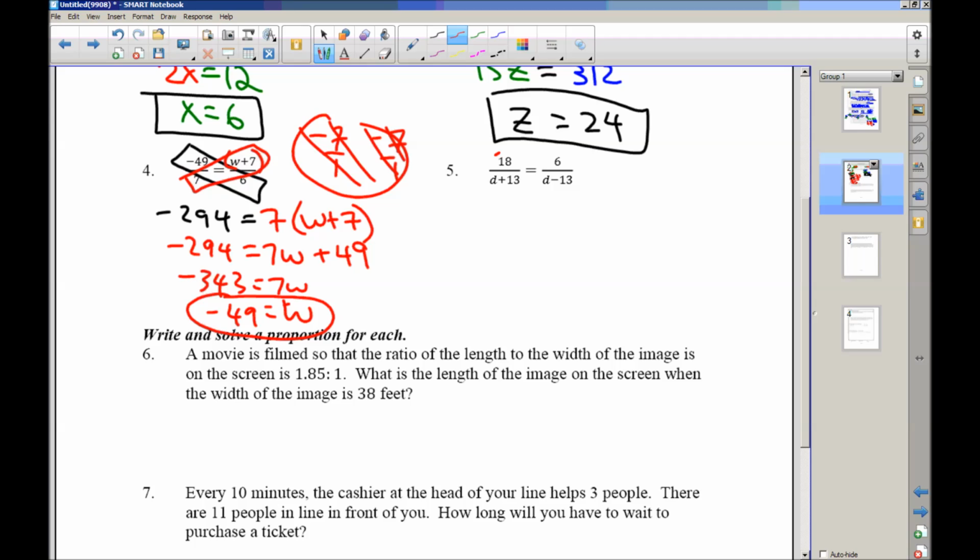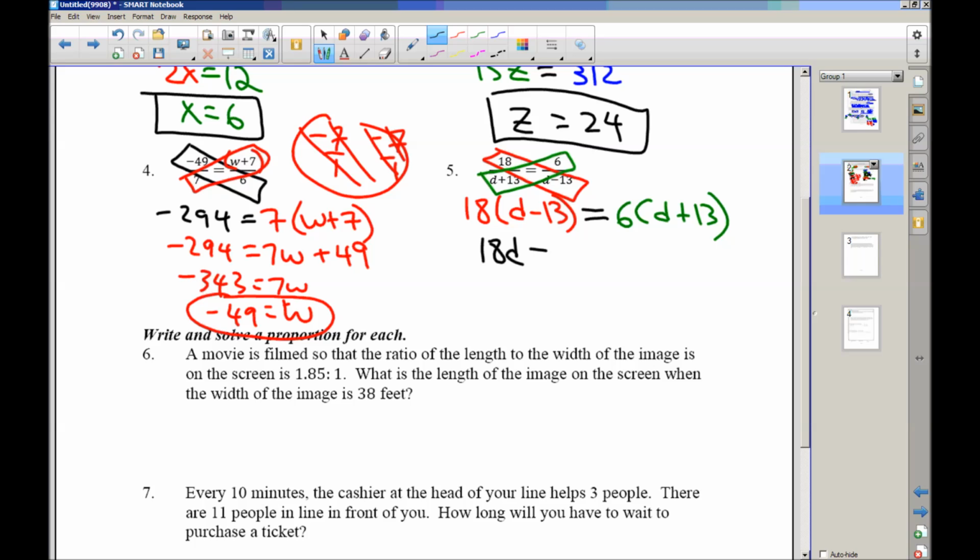Okay? All right, our last one of these, do our cross products, set them equal to each other. Remember that's a whole quantity on the bottom there, so that needs to have parentheses. This is 6 times b plus 13. And then these cross products should be equal to each other, because that's what our cross product rule said. So on this side we get 18d, and then 18 times negative 13 will make negative 234. And over here we get 6d, and 6 times 13 makes 78, positive 78.